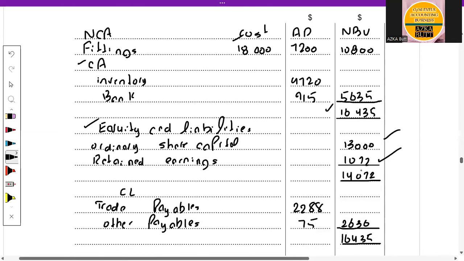Okay, so this is the equity, and now we have to write the current liability because we don't have the non-current liability. Current liability is trade payables and other payables, which is 75. This is the advertising expense which we need to pay. This is the liability, but we have written the 75 in the income statement because this is related to the 2024 year's expense. So now add the equity, which is 14072, and the current liability. So you have 16435, which is equal to total assets. So it means that this is right.